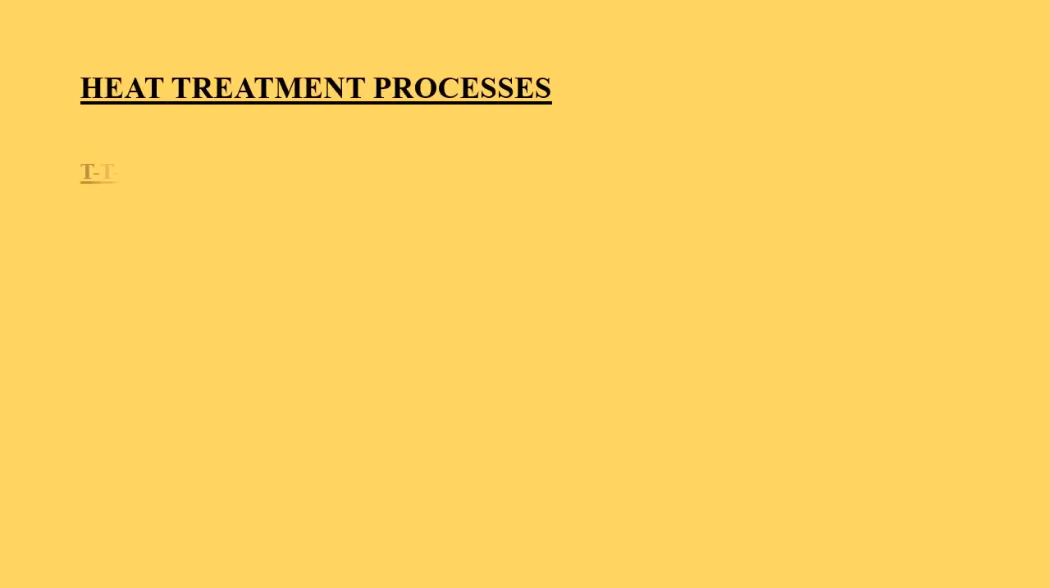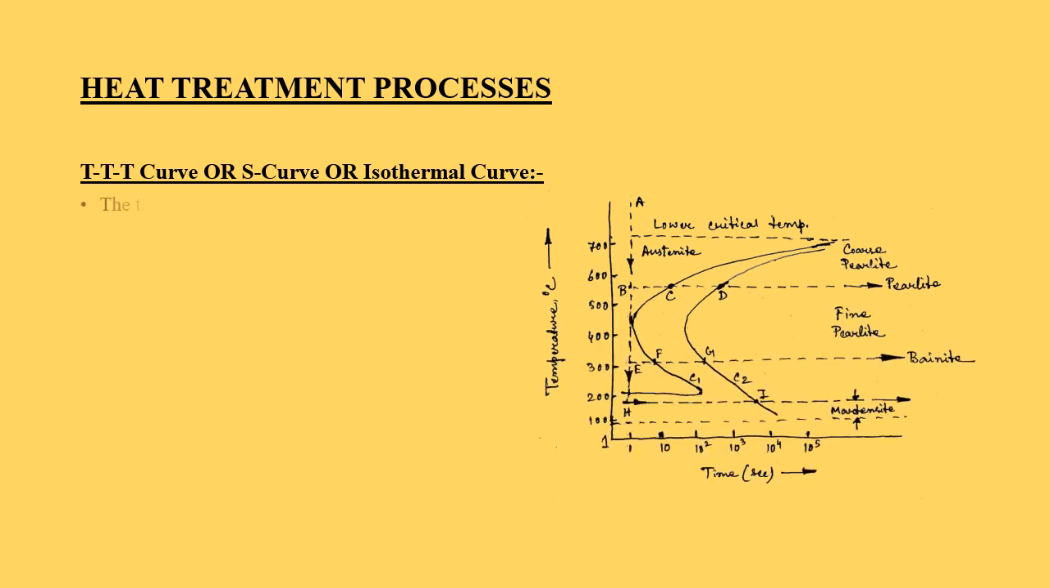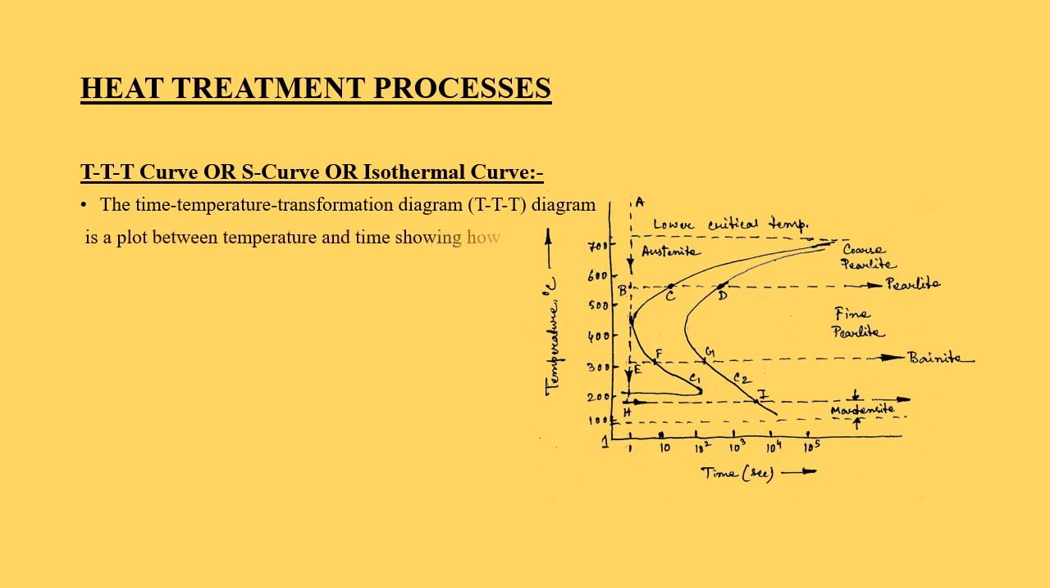TTT curve: time-temperature-transformation curve, or S curve, or isothermal curve. This diagram is a plot between temperature and time, showing how the transformation takes place at constant temperature for a carbon steel as the austenite is cooled.